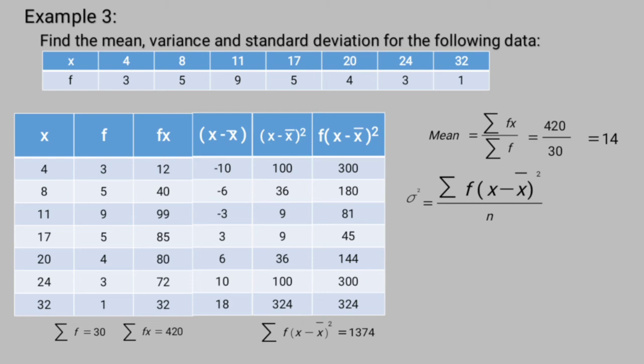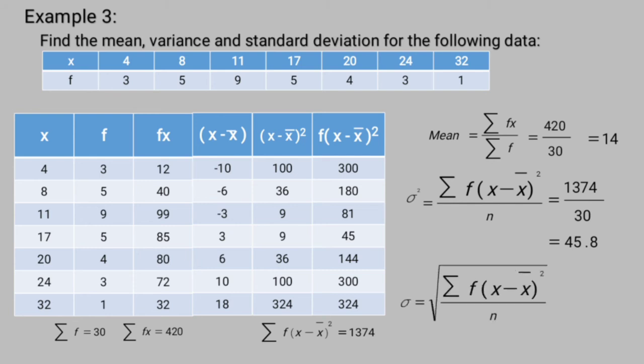N is nothing but what? Sigma f. Sigma f is 30. So I'm substituting the value. I'm getting the variance as 45.8. And next we need to find standard deviation. We know the standard deviation formula, right? Same as variance, only thing we have to take the root. So already we found the value of sigma f of x minus x bar the whole square by n. So I am going to take the square root for this. So square root of 45.8 is 6.77 approximately.